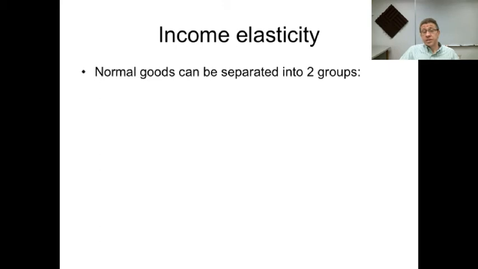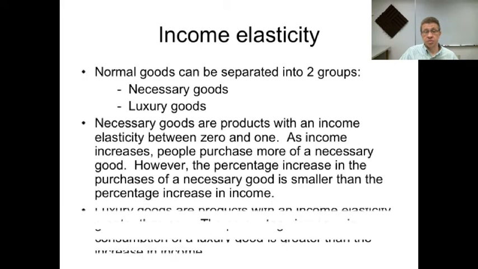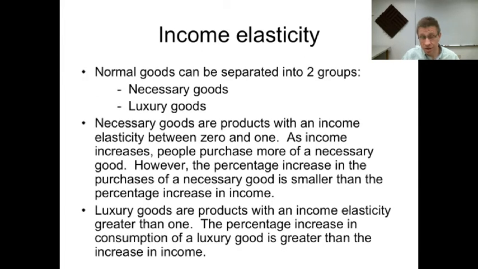So those are the two broad ways to categorize things, but within normal goods, there's a lot of variation. So we separate normal goods out a little bit further into what we call necessary and luxury goods. Necessary goods, the income elasticity will be between 0 and 1. And what that's telling you is you make more money, you buy more of the product, but the percentage increase in what you buy of the product isn't matching your percentage increase in income.